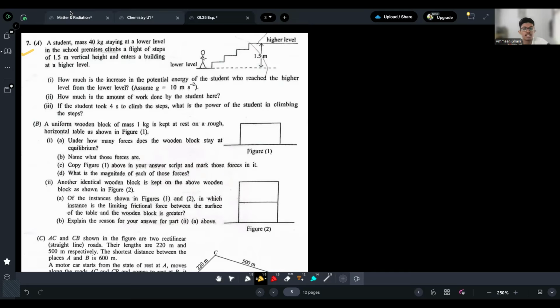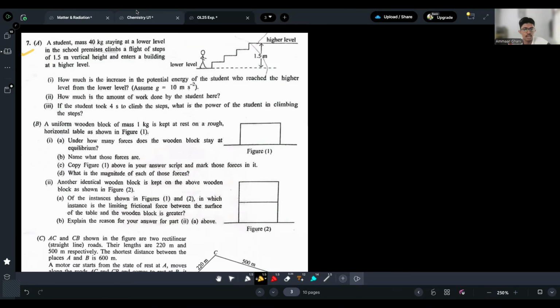All right, welcome back. This is the O level 24 physics essay question, question number 7. Let us look at how we are going to complete this question step by step. First, a student of mass 40 kilogram, staying at a lower level in the school premises, climbs a flight of steps of 1.5-meter vertical height and enters a building at a high level.